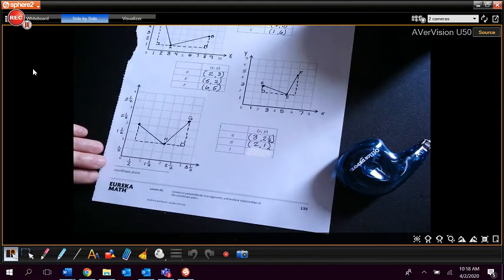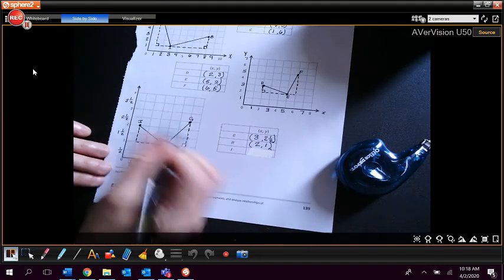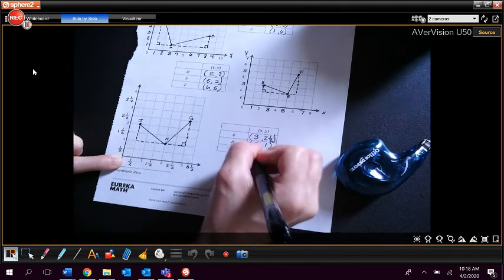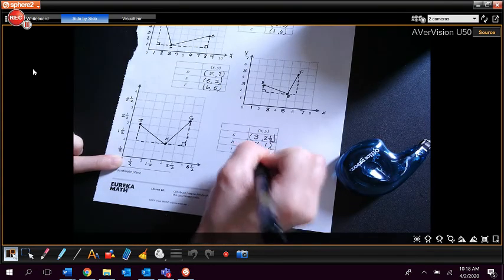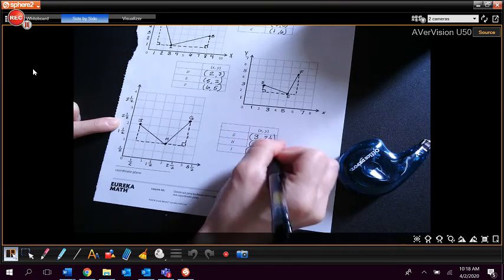Now that I connected those, I know this is point I, and I'm going to go ahead and plot it, which is my X is half, and my Y is 2.